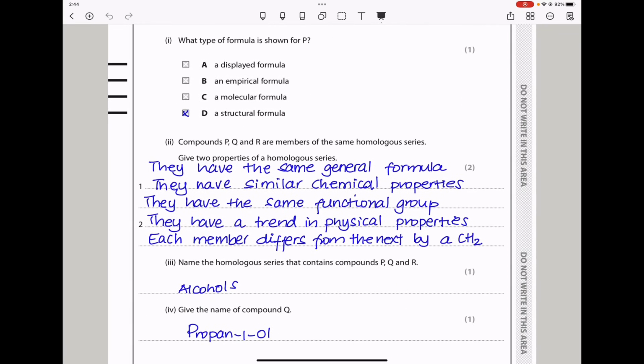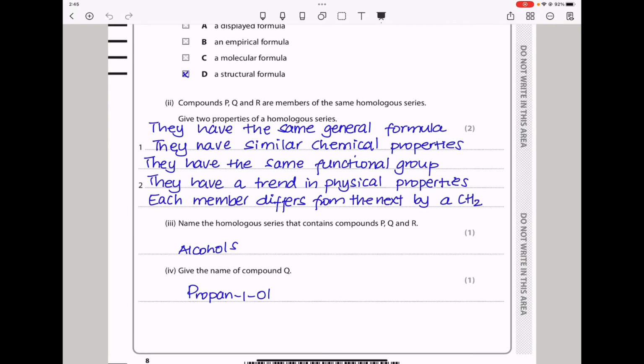And down here they say, compounds P, Q, and R are members of the same homologous series. Give 2 properties of a homologous series. Members of the same homologous series have the same general formula. For example, for alkanes, it's going to be CnH2n+2. Also, members of the same homologous series have similar chemical properties, meaning they react the same way. Members of the same homologous series have the same functional group, and they have a trend in physical properties. Also, each member differs from the next by a CH2.